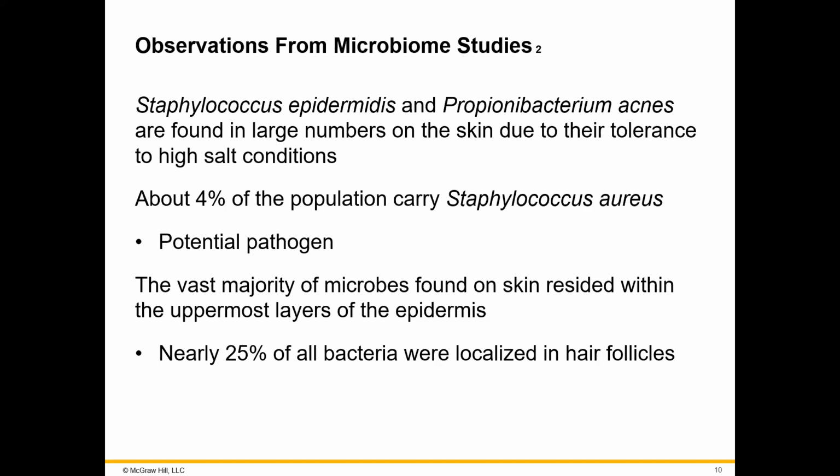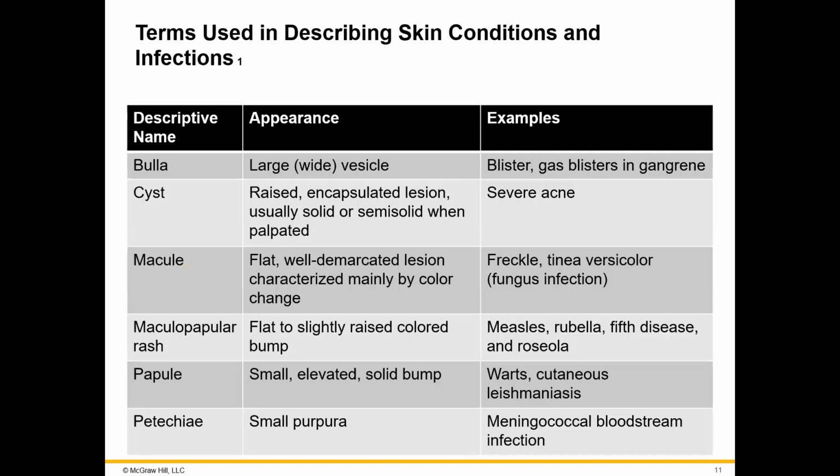And Staph aureus is a potential pathogen. Not all Staph aureus is MRSA, so I do want to clarify that. MRSA is methicillin-resistant Staph aureus, so if it has become resistant to the antibiotic methicillin, then it's MRSA. All right, so these are some of the skin conditions that can result from infections. A bulla is a blister, basically. It's a word for blister.